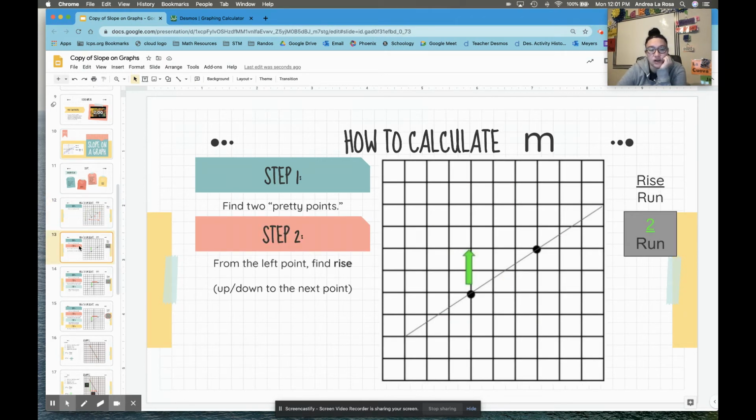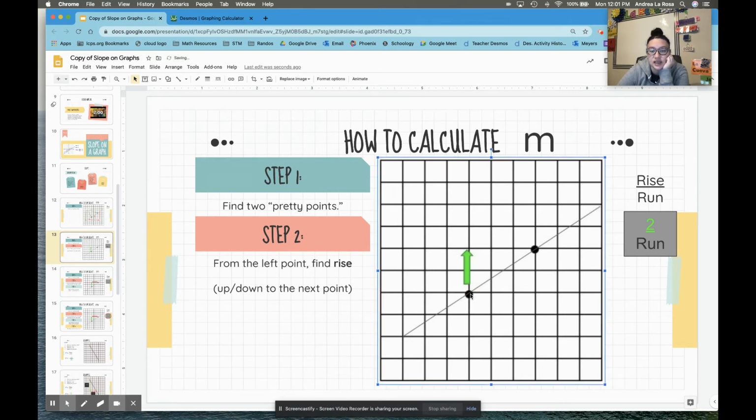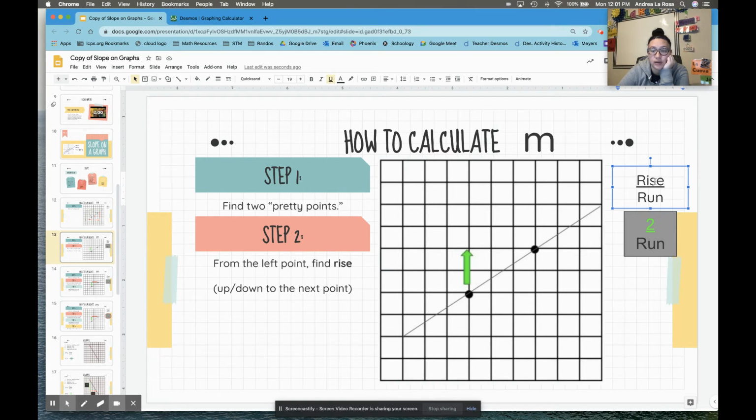So using that graph, we're going to start at our left point right here. I need to see what my rise is to get to my other point. I need to figure out how far I'm going to rise or go up to get to my next point. So if I start here, I go up 1, I go up 2. So if I'm trying to calculate my rise over my run, here was 2.